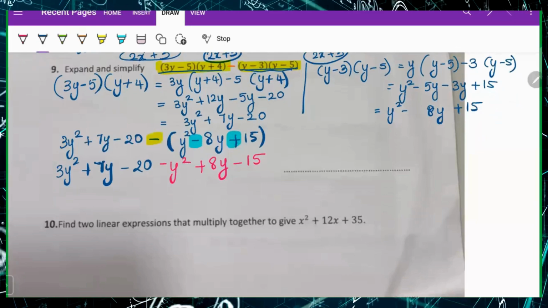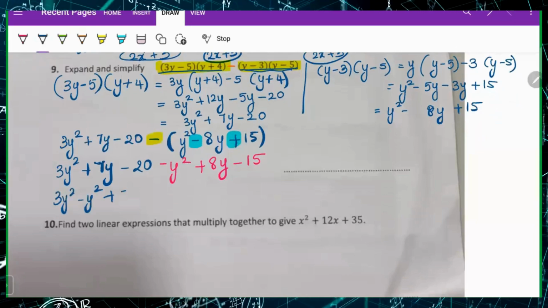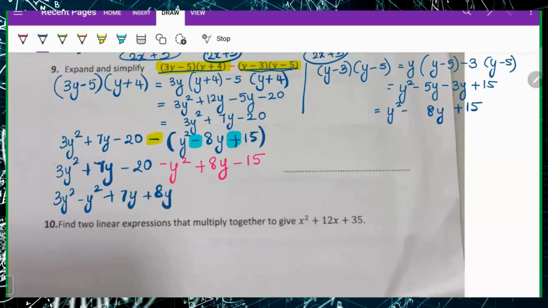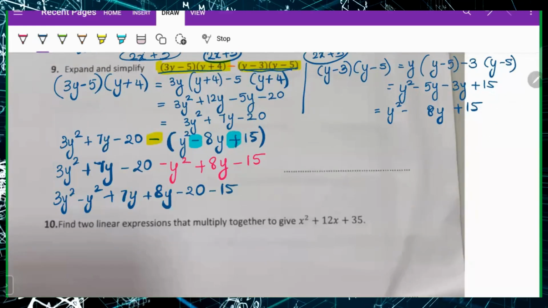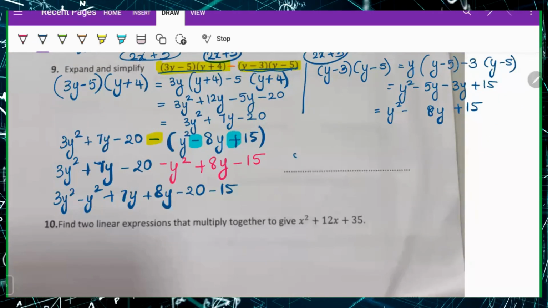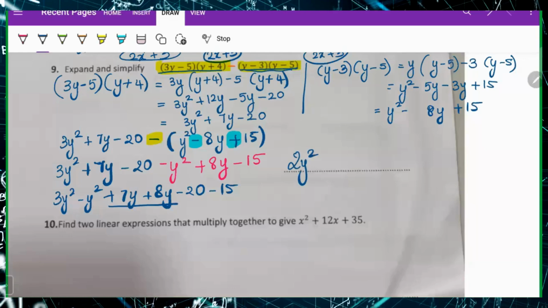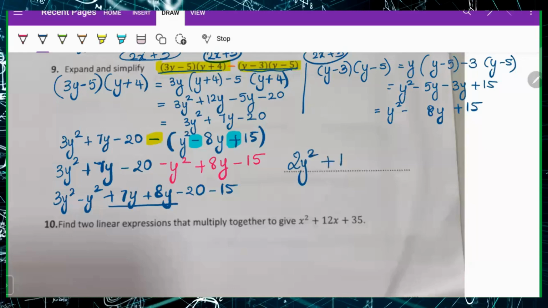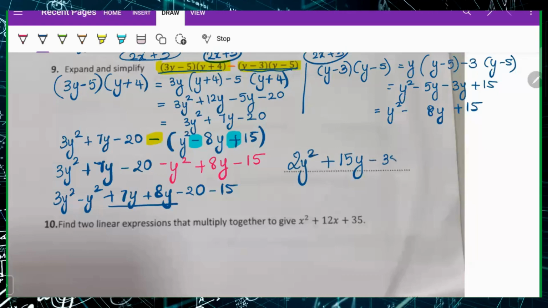Now let me write all the like terms together. 3y square minus y square plus 7y plus 8y minus 20 minus 15. So 3y square minus y square will give you 2y square, plus 7y plus 8y will give you a plus 15y, and minus 20 minus 15 will give you a minus 35.